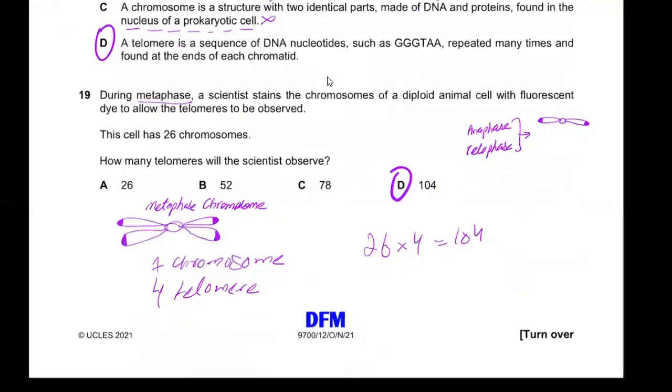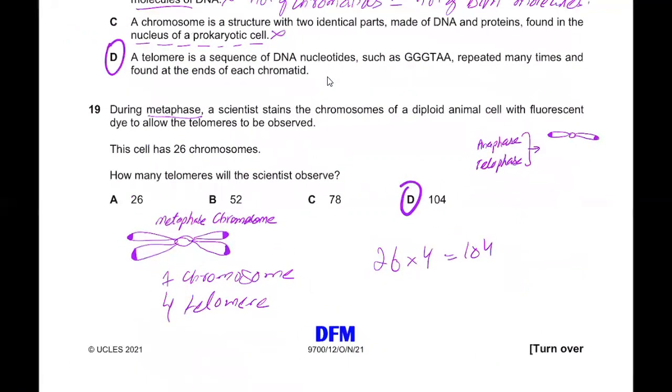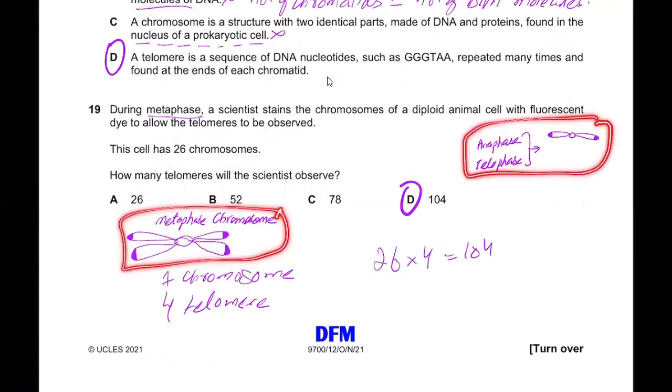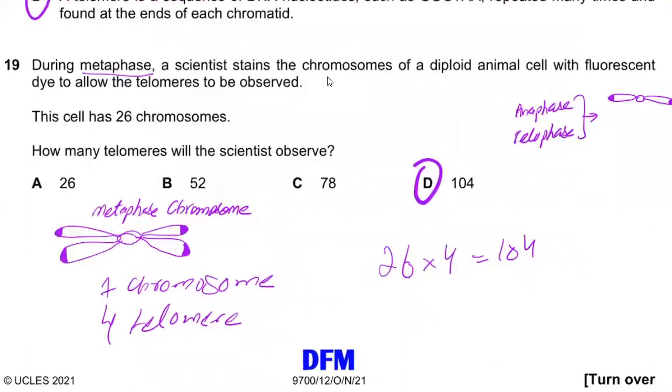During metaphase, the scientists stain the chromosomes of a diploid animal cell with a fluorescent dye to allow the telomeres to be observed. The cell has 26 chromosomes. How many telomeres will the scientist observe? What does a metaphase chromosome look like? What does an anaphase or telophase chromosome look like? You need to make sure that you remember these diagrams.